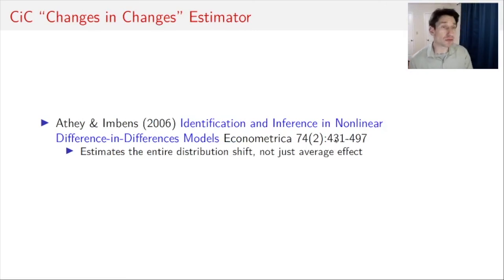The second relevant discussion that you should be aware of is the one on changes in changes. Athey and Imbens in 2006 pointed out that you can actually estimate shifts in the entire distribution instead of just looking at the shift in the average effect. And so they proposed an estimator to do that, and they call it the changes-in-changes estimator rather than the difference-in-differences estimator.